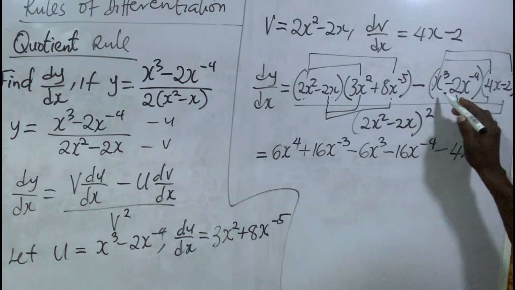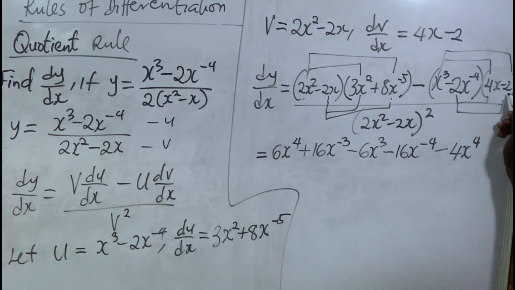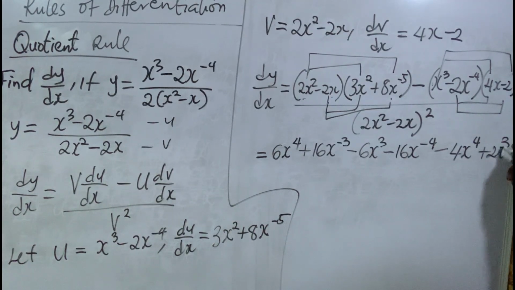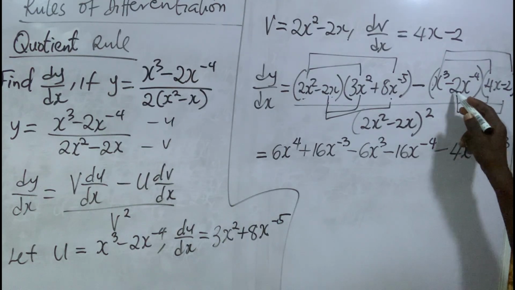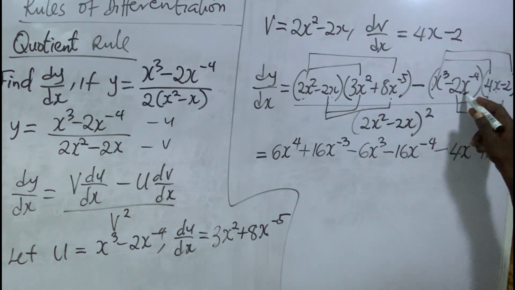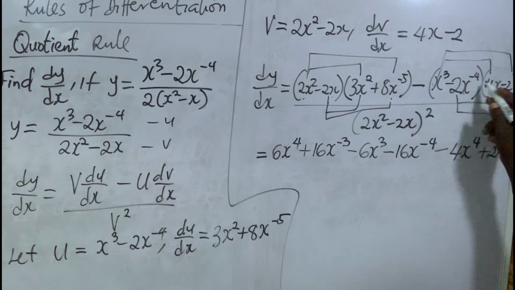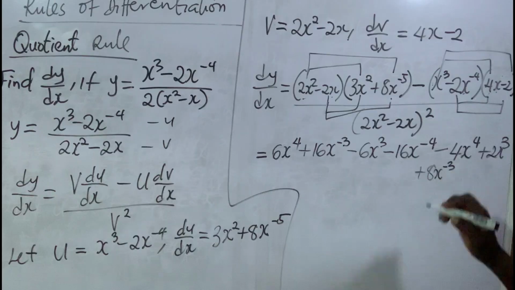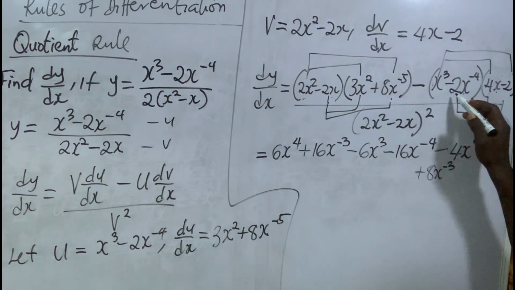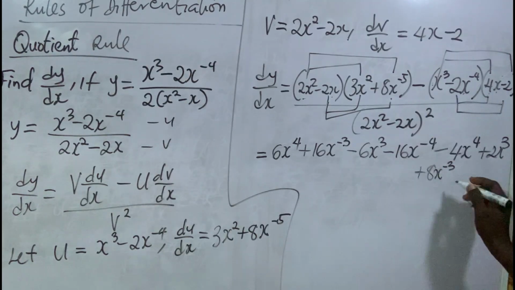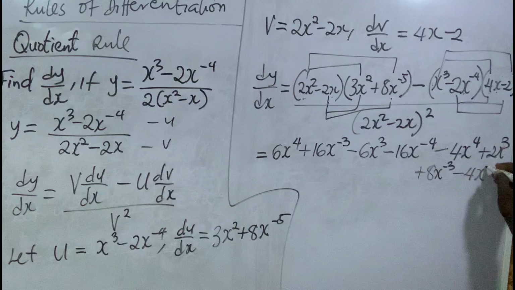Okay? We do the same thing, first and the second. X cubed times minus 2x will give us minus 2x cubed. But I'm going to write plus 2x cubed. Then we go to the second term, minus 2x times 4x will give us minus 8x raised to power minus 3 when you add the power. So minus 8x raised to power minus 3 becomes plus 8x raised to power minus 3. Then we come to the last one, minus 2x times minus 2, that's plus 4x raised to power minus 4. But the minus sign makes it minus 4x raised to power minus 4.